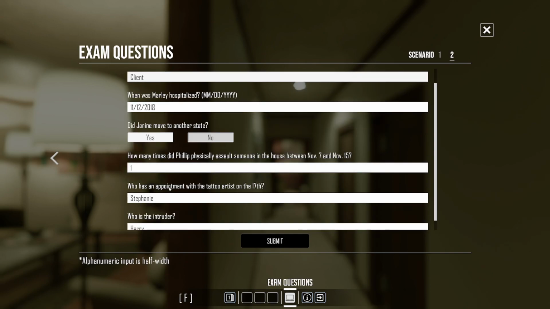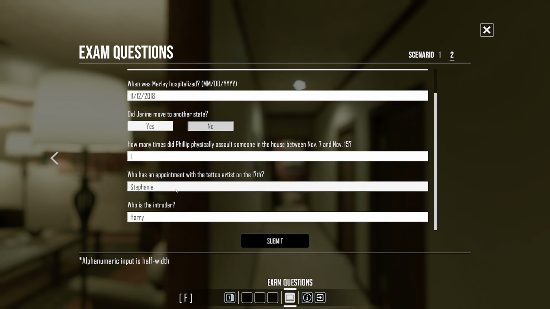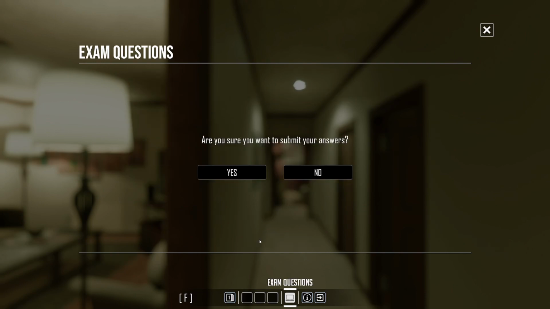Or beaten really badly. How many times did Philip physically assault someone in the house between November 7th and November 15th? I'll go with 1. 1 is for certain. There might be 2. Stephanie had a tattoo appointment, and I'm fairly certain Harry is the intruder. So let's see. No, not at all. I'm fairly certain there are mistakes.